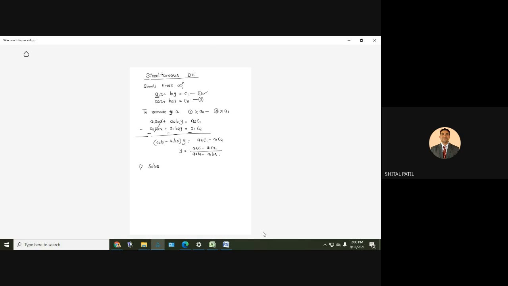Solve dx by dt plus 5x minus 2y equal to 0. Okay. Then dy by dt plus, this is quite a simple example.